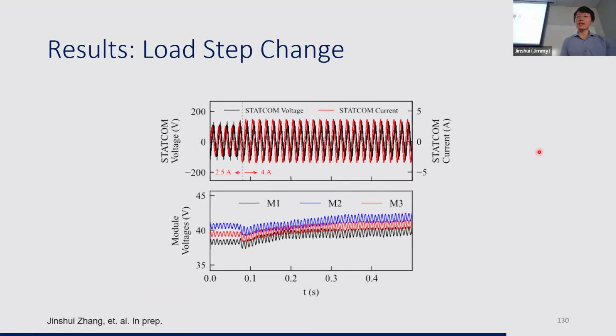And we did another test of current step. We changed the target current from 2.5 amps to 4 amps. And the current immediately tracks the reference, and the voltage settles to a new stable state with no overshoot or oscillation.